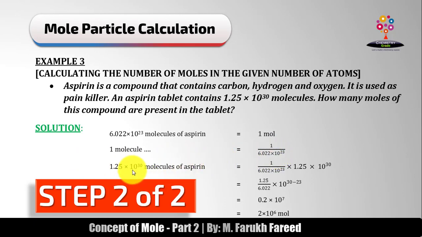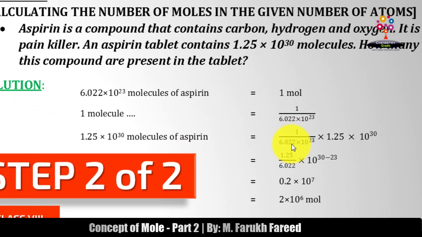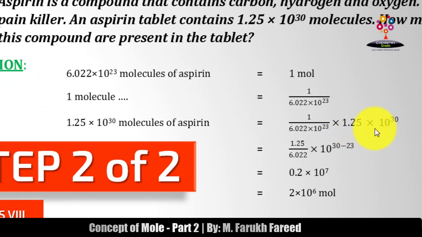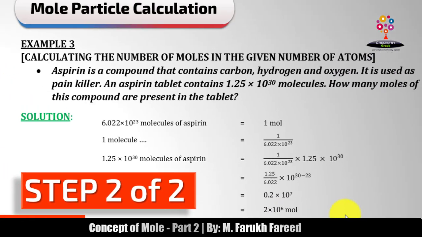So 1.25 into 10 to the power 30 molecules of aspirin will be equals to, simply multiplied with 1.25 into 10 to the power 30, and you will get approximately 0.2 into 10 to the power 7, and after further correction you will find that it will be equals to 2 into 10 to the power 6 mole.